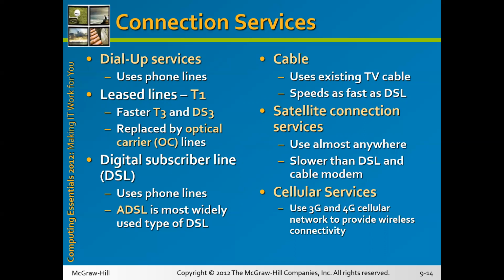T1 lines provide a speed of 1.5 megabits per second, which is over 26 times as fast as a conventional modem. DSL uses existing telephone lines to provide high-speed connections and uses a DSL modem. Cable connections reach 90% of homes in America, but not all cable companies support cable modems presently.